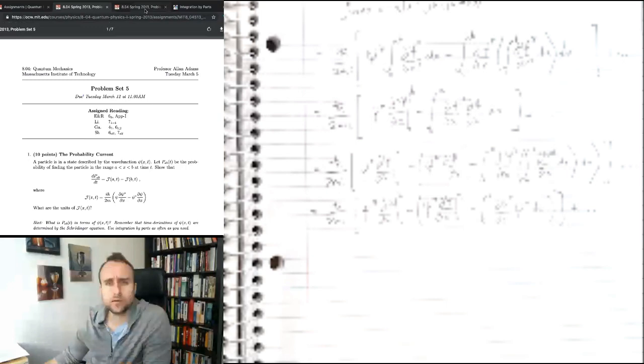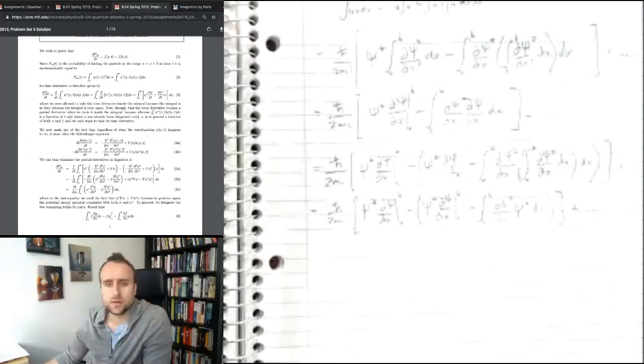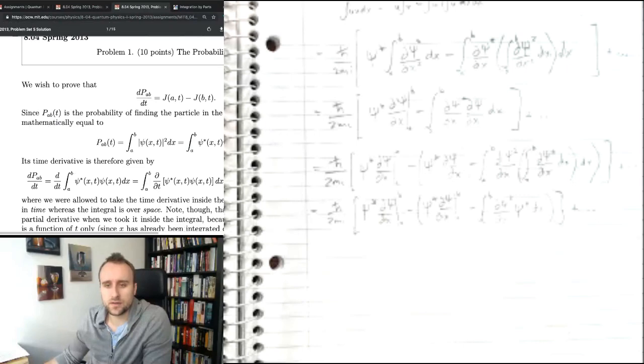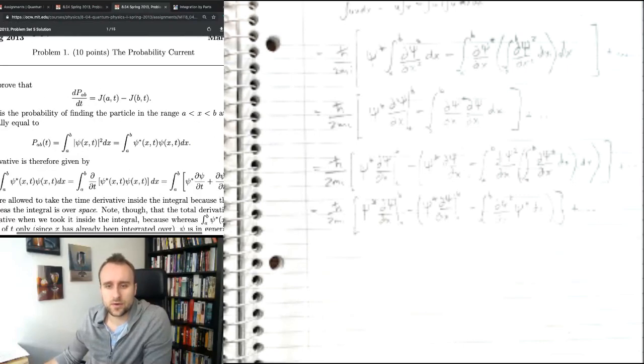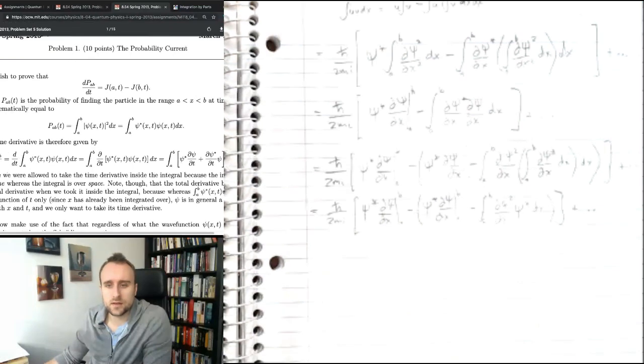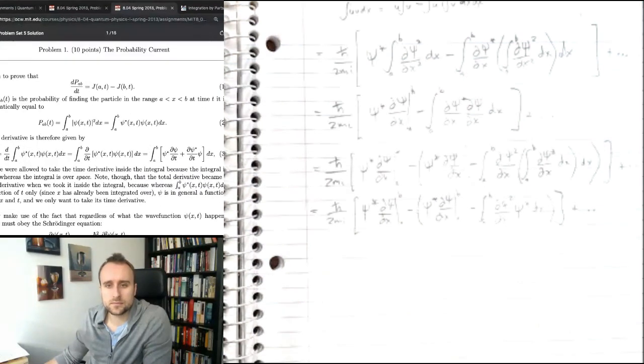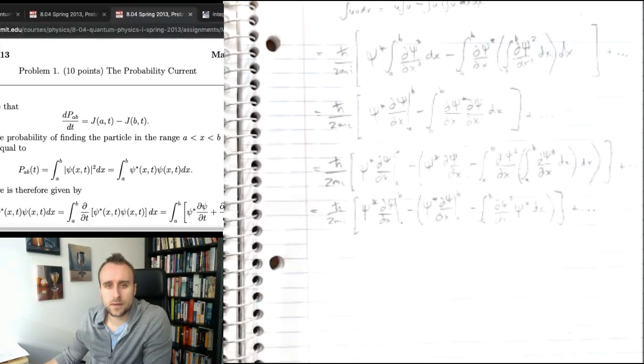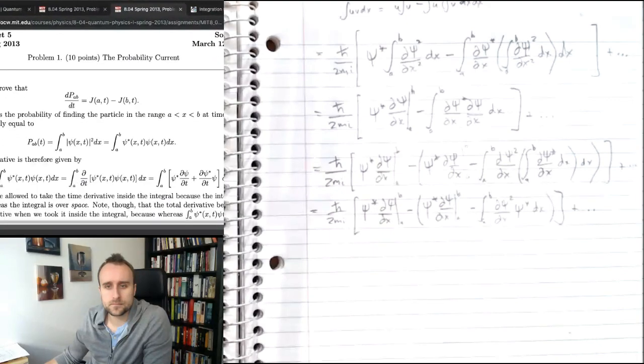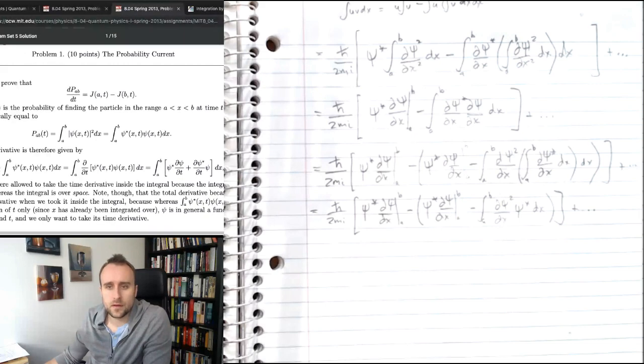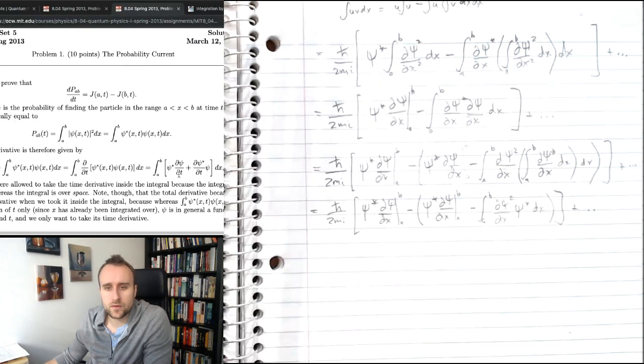I think it's time for another hint. Again, I have to deal with this. All right, this is super annoying to do on the screen. I'm just going to zoom out here because otherwise this is going to cause me so many headaches. Okay, we're allowed to take the time derivative inside the integral because the integral is over space, whereas the derivative is in time only. Note though, the total derivative became a partial derivative when we took it inside the integral.